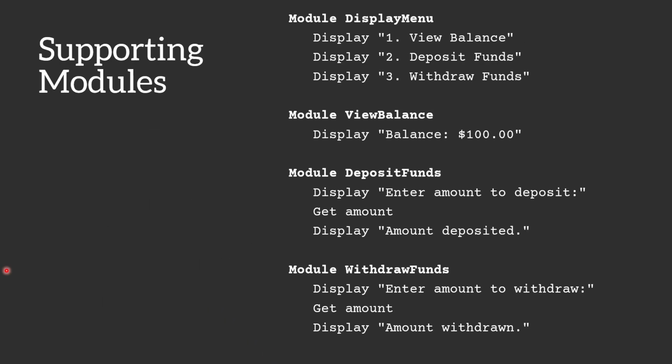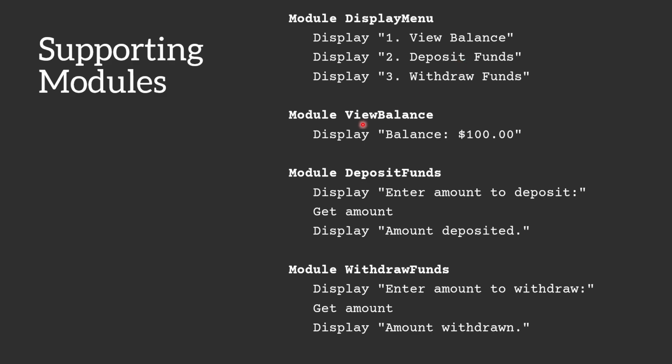Okay, so let's go through each piece step by step. Okay, so display menu module. This is where we show the user what they can choose from. Now it's important that the options are clear and numbered for easy input. So choice 1 is view balance, choice 2 is deposit funds, choice 3 is withdraw funds. This is what we're displaying to them, okay?